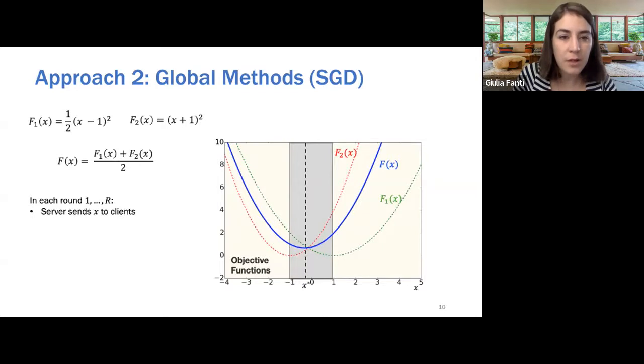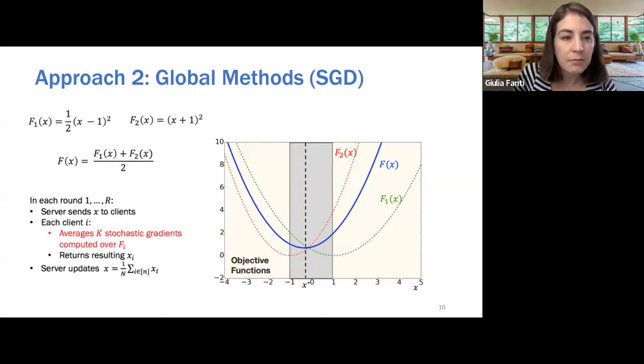Okay, so first we start out with our current iterate x. This gets sent to all the clients. The clients each take one step of gradient descent, which is computed from k stochastic gradients, and return the result to the server for aggregation. Okay, and so this happens multiple times over our rounds. So stochastic gradient descent is an example of such an approach, as are accelerated variants of SGD.